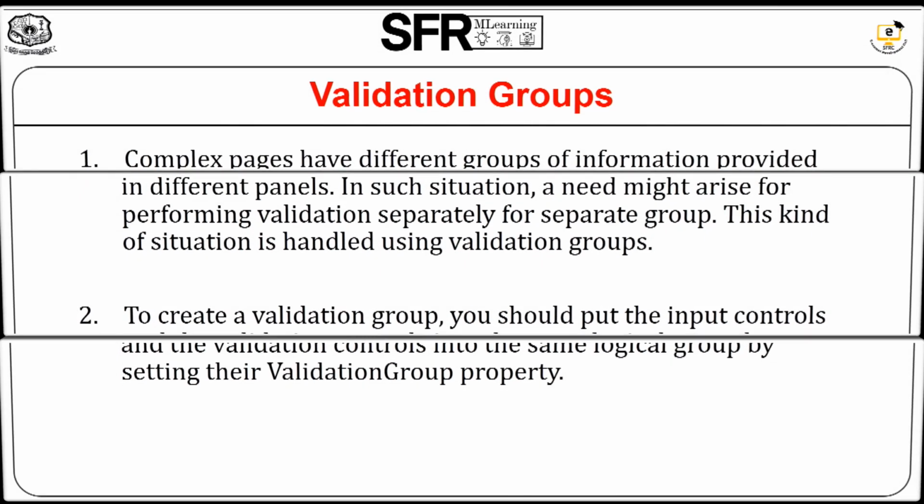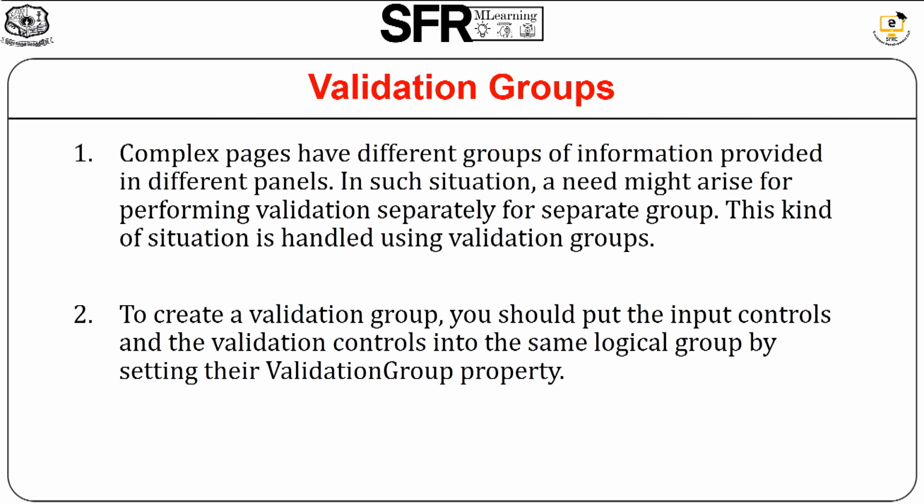The last one we are going to discuss here is validation groups. Complex pages have different groups of information provided in different panels. In such a situation, a need might arise for performing validation separately for each group. That is, in simple static web pages, we don't need such validation. But for complex pages which have different groups of information in different panels, we need proper validation. So for each panel, we have to perform validation separately. This kind of situation is handled using validation groups.